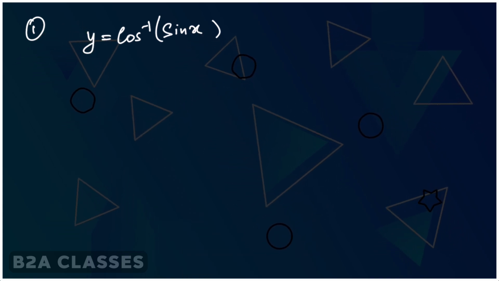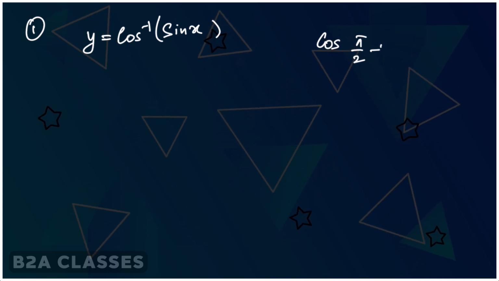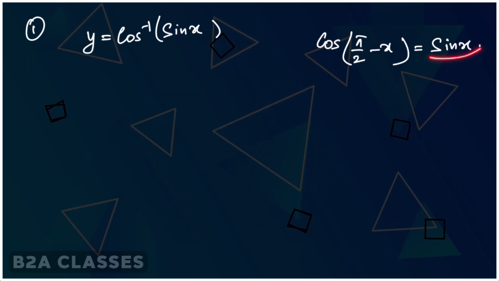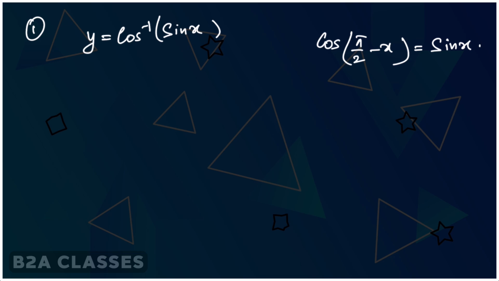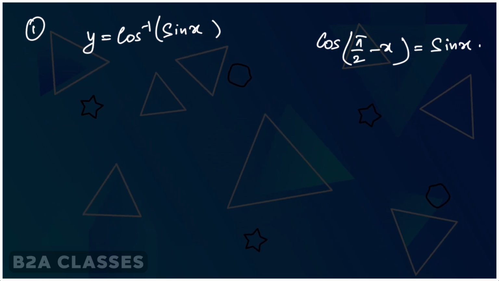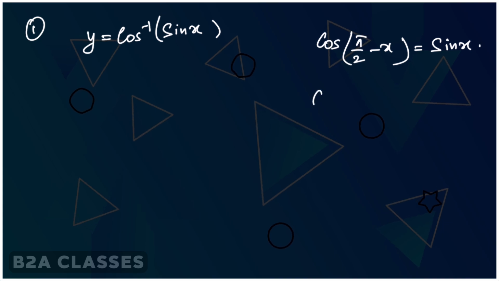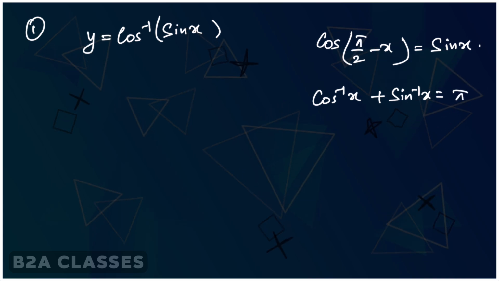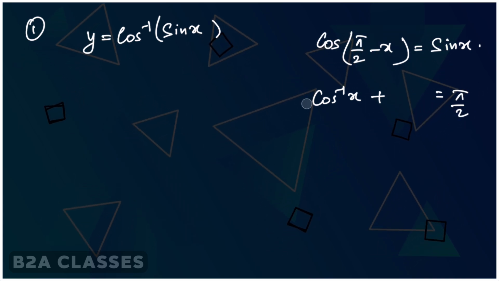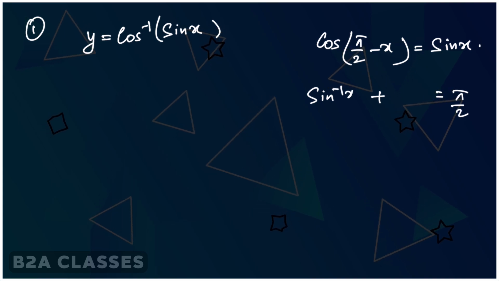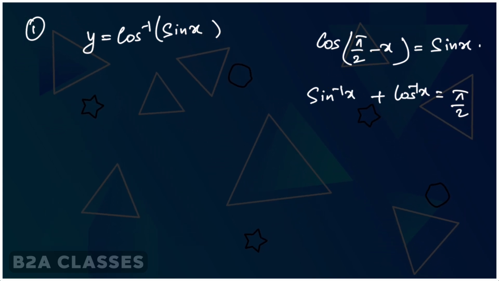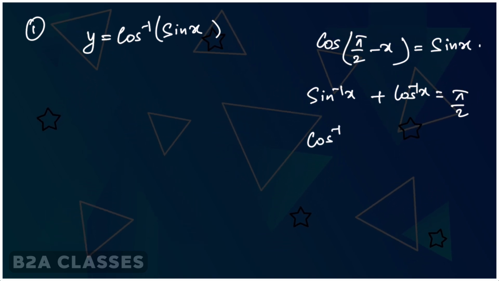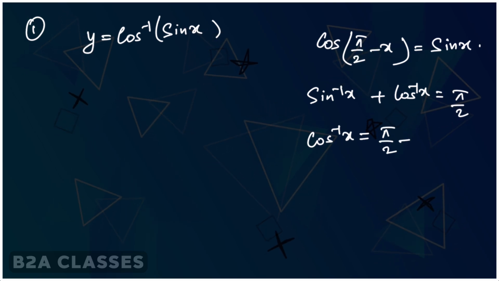So we know that cos pi by 2 minus x is sin x. We know this. So here we can replace sin x with cos pi by 2 minus x. Or we can use another formula, that is cos inverse x plus sin inverse x equal to pi by 2. Or I can write this as sin inverse x plus cos inverse x is pi by 2. So from here I can find cos inverse x. So cos inverse x will be pi by 2 minus sin inverse x.